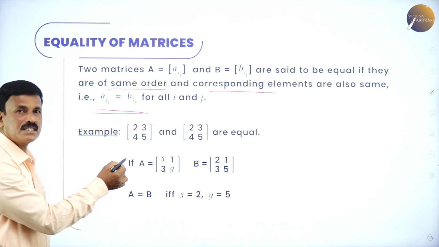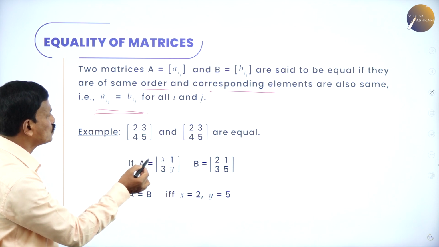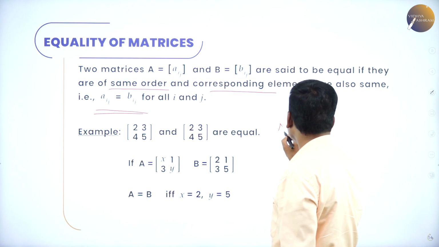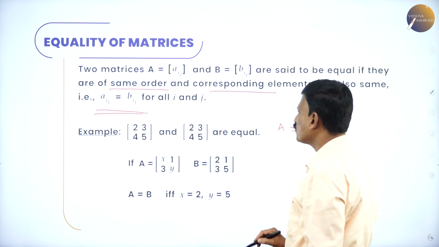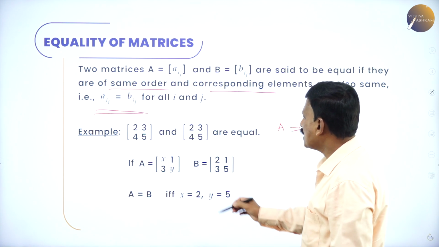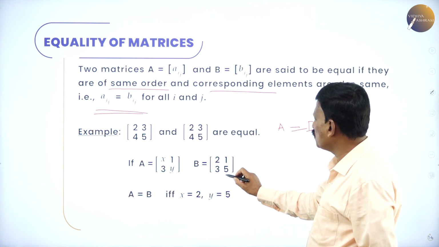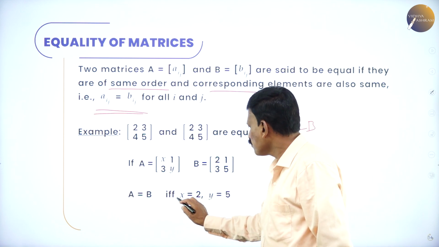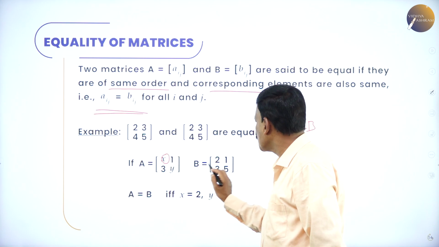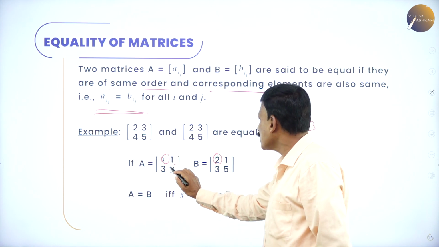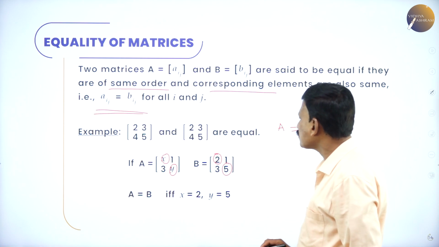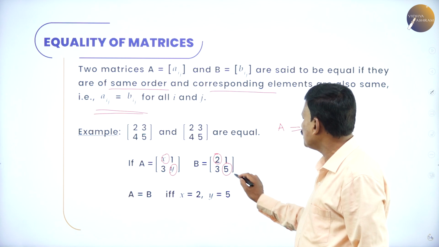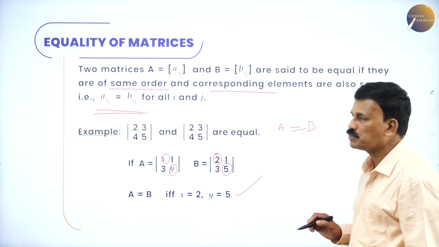For example, let us take this. A is equal to 2, 3, 4, 5. B is equal to 2, 3, 4, 5. These two matrices are said to be equal and it is denoted as A is equal to B. Now, let us come to this matrix. If A is equal to x, 1, 3, y, B is equal to 2, 1, 3, 5, then these two matrices are said to be equal, A is equal to B, if and only if the value of x is equal to 2 and the value of y is equal to 5. So if x and y are replaced by 2 and 5, then these two matrices are said to be equal.